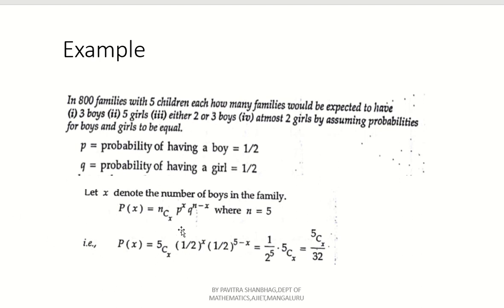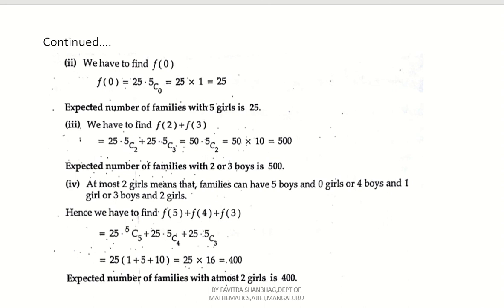So what we have to do here? 25 into 5C2 plus 25 into 5C3, because out of 5 children, 2 boys or 3 boys. Now simplify. What is common here? 25 is common, 5C2 plus 5C3. If you simplify, you will get at the end 50 into 10, that is 500. At the end you have to write the number of families having 2 or 3 boys is 500.